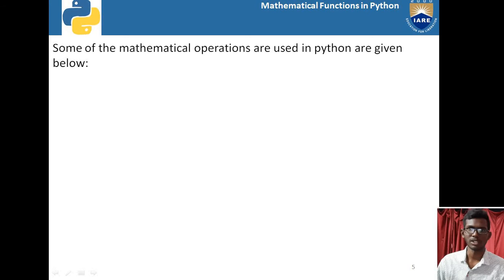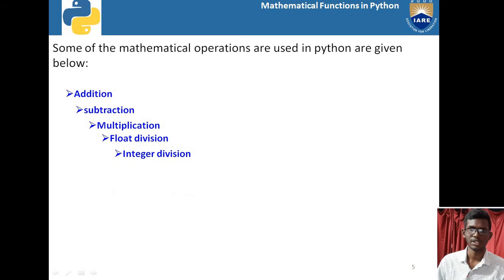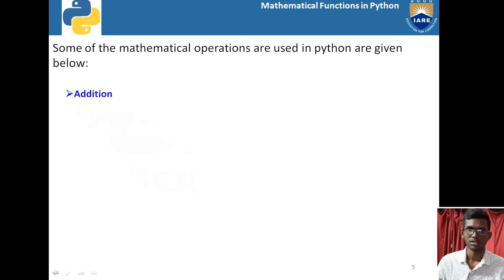Some of the mathematical operations used in Python are given below: addition, subtraction, multiplication, float division, integer division, exponential, and remainder. These are all mathematical functions. Now we discuss them one by one as follows.